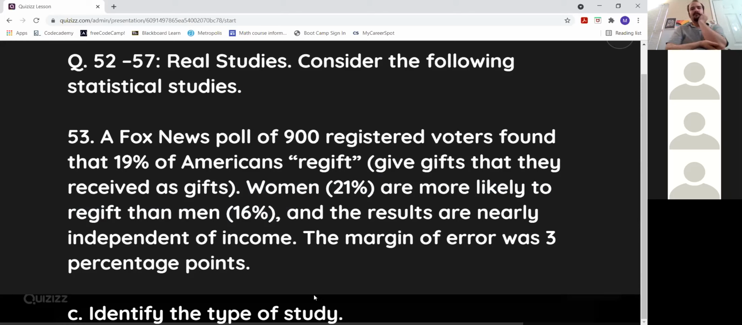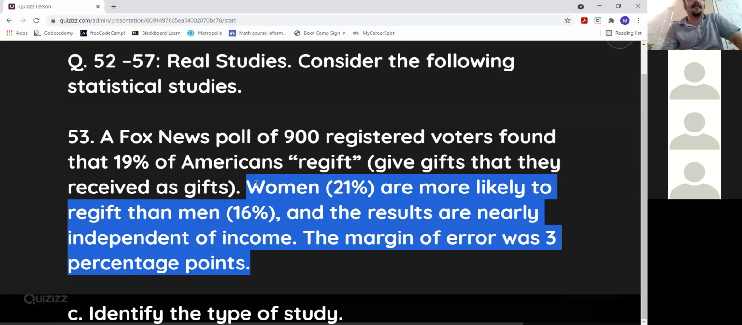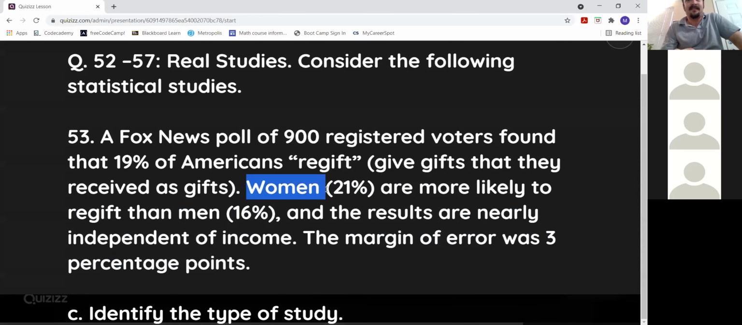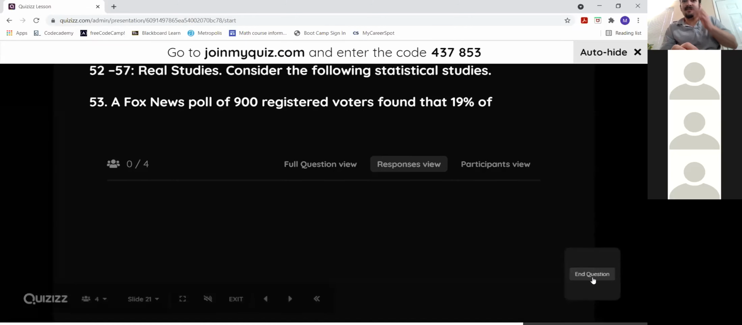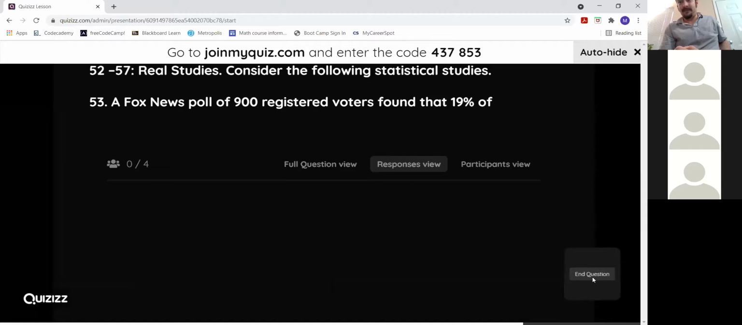So I think I said no because I don't think they're actually coming out and saying, I think they're suggesting it, but I don't think they're actually coming out and saying that these people being women is what makes them more likely to regift. If they were saying that, then I think it would be retrospective, but I don't think they are. I could be wrong. I don't know. So it's definitely a study. Whether it's retrospective or not, it's a little bit on the gray side, I think, depending how they're saying things.